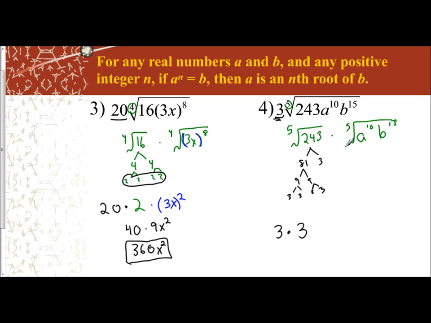And now I'm going to be dealing with the fifth root of a to the 10th, b to the 15th. Well, let's try the division shortcut. How many times does 5 go into 10? It goes in there twice. And nothing remains, so everything comes out. How many times does 5 go into 15? 3 times, with nothing remaining, so everything comes out. And then we simplify. You have 9a squared b cubed.